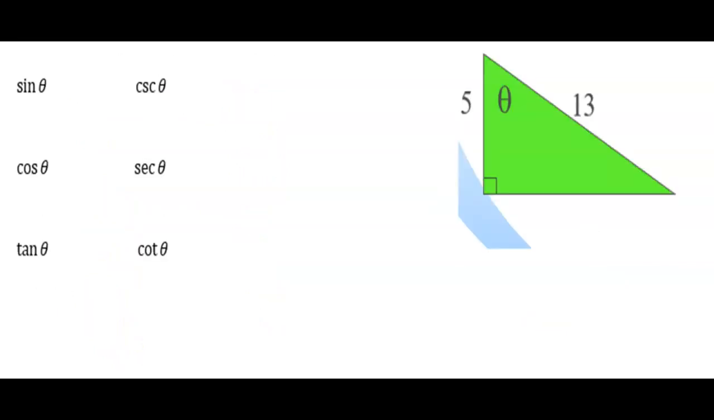Anytime you're asked to find all 6 of your trig functions, you definitely need to know all 3 of the measurements of the sides of your triangle. Well, this one, they only give us 2 measurements. So in order to find the third measurement, this is a right triangle, so I can just quickly do my Pythagorean theorem, a squared plus b squared equals c squared, and I can find that other side.